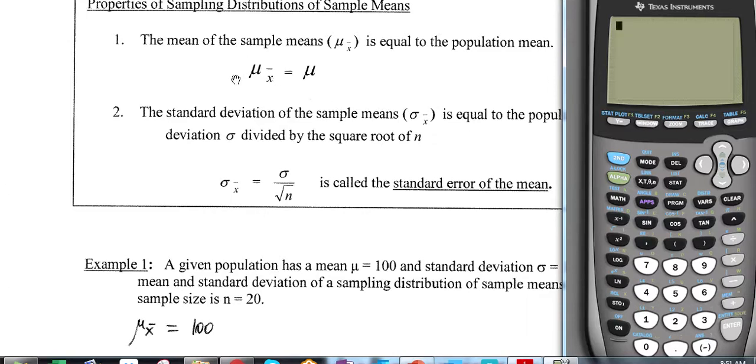Again, with any normal distribution, you need to know two values, the mean and the standard deviation. It just turns out that the mean of the sampling distribution is the same as the mean of the original values. The standard deviation, which is sometimes called the standard error of the mean, will be a little bit different. To find the standard deviation of this new distribution, you simply take the standard deviation of the original distribution and divide it by the square root of your sample size. Okay, so again, very, very important.